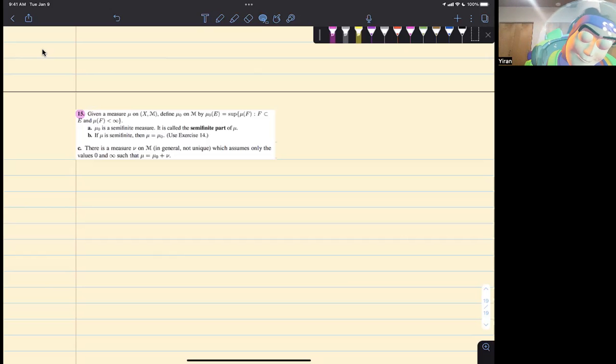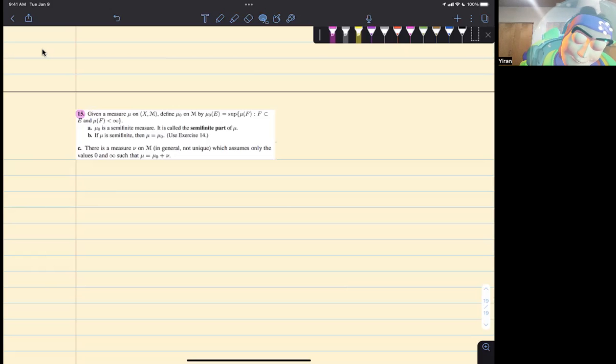So consider F that is in the union from 1 to infinity of EJ. Let's call this E, denote it E. Okay, consider this, and mu f is finite.